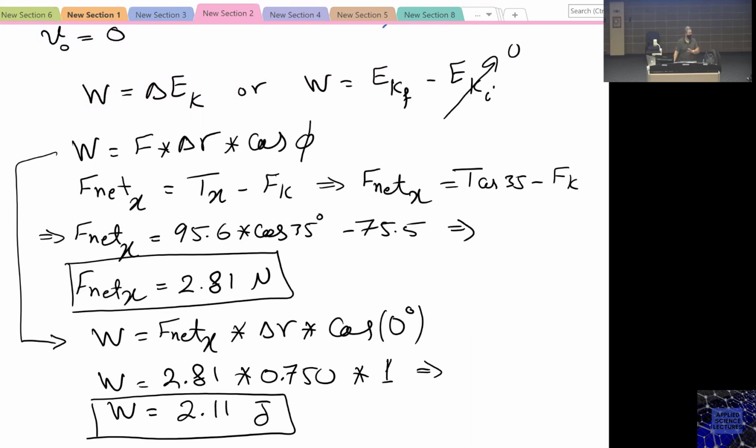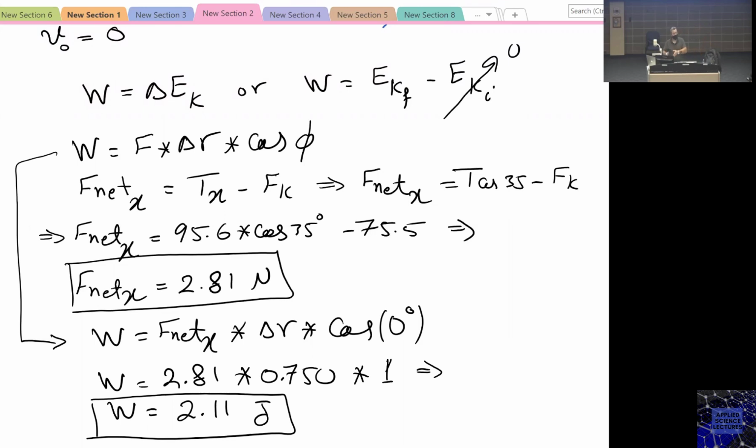In case I don't have a friction, if I don't have this kinetic frictional force, then the only force responsible for the work is Tx. Or you can take the general expression, which is T cosine 35 times delta R. At the end, they're the same, if you say Tx is T times cosine 35.